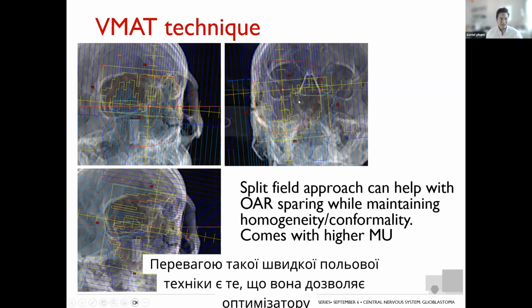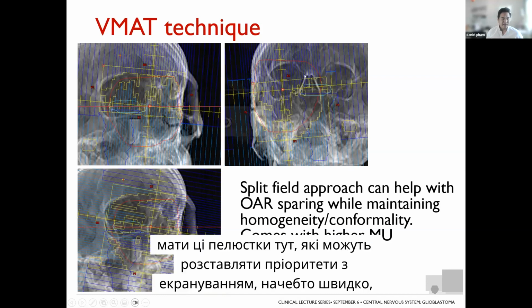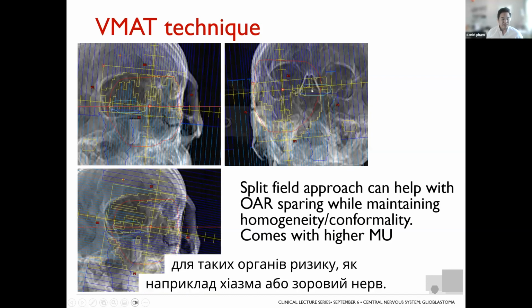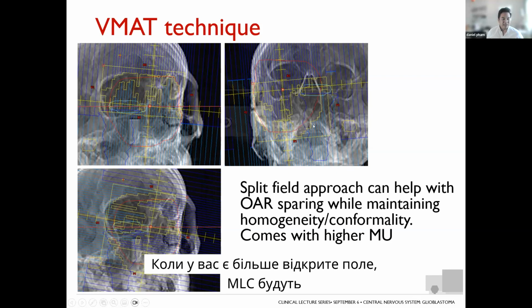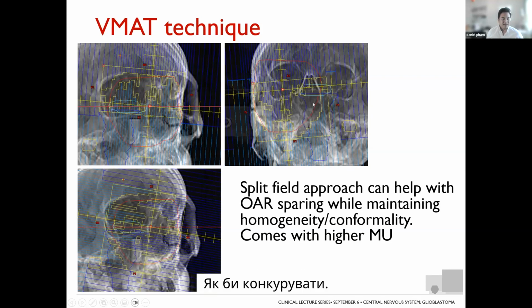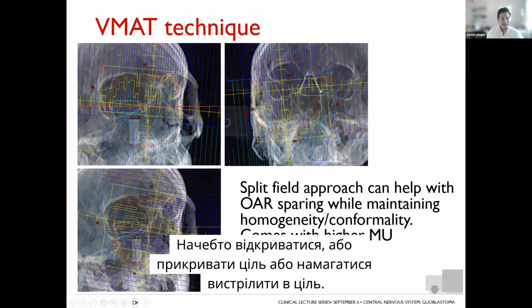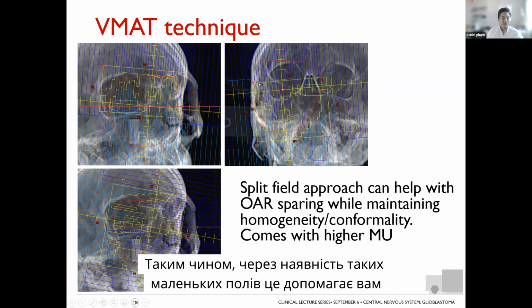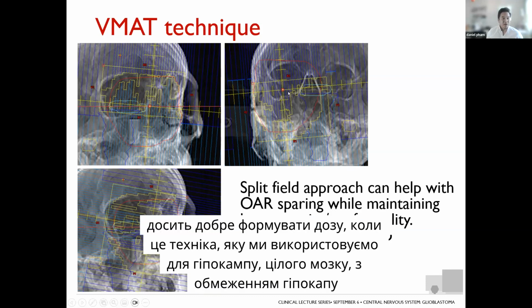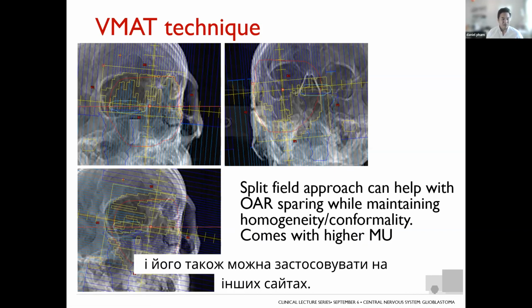The advantage of having a split field technique like this is that it allows the optimizer to have these leaves here that can prioritize shielding out critical organs at risk, such as the chiasm or the optic nerve. When you have a larger field opening, the MLCs will compete against opening up, covering the target, or trying to shield out the target. So having a shortened field like this helps you shape the dose quite well. This is a technique that we use for whole brain hippocampal sparing, and it can be applied to other sites as well.